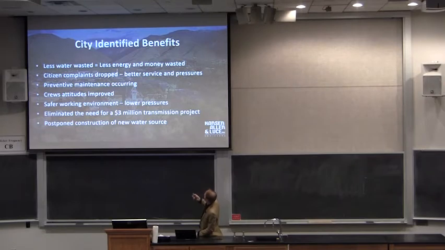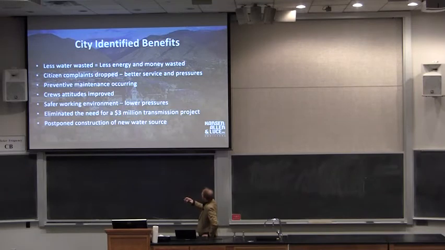So this is their list from a presentation that Logan City did. But these were their benefits that they identified. Less water wasted, less energy and money wasted. Citizen complaints dropped because there was less pressure fluctuations and better pressures. Preventative maintenance was occurring, crews' attitudes improved, safer working environment. So if you can imagine, with that 1 pressure zone, it actually got above 200 psi down at the bottom, which is actually quite scary.